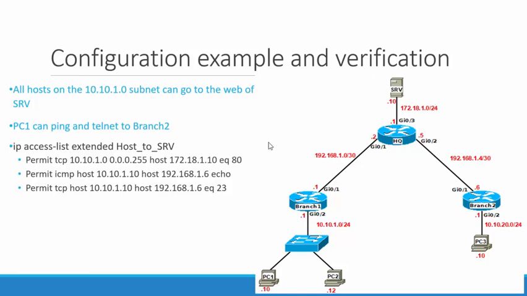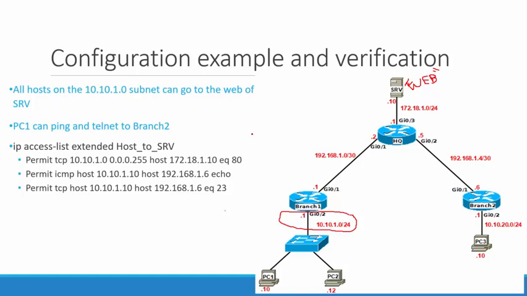So in this one, we're just going to stay with the topology we've been using. We're going to say all hosts on the 10.10.10 subnet, so all of our hosts down here, can go to the web of the server, or SRV. And just so that you know, because I'm going to do the verification, all I've done for this server is configure a separate router with IP routing disabled and the HTTP server enabled. So I will be able to open a web page and get to the web of this guy, but in the background he is just a router running the HTTP service and not routing.